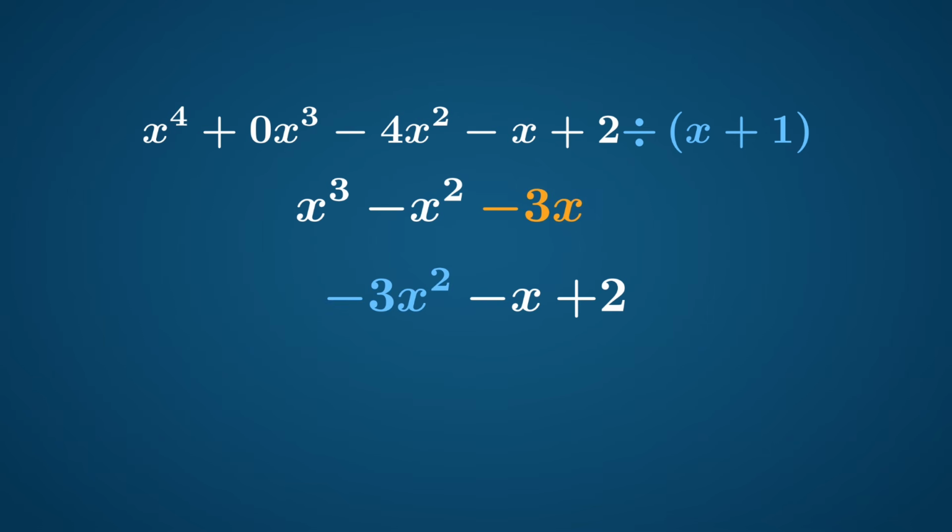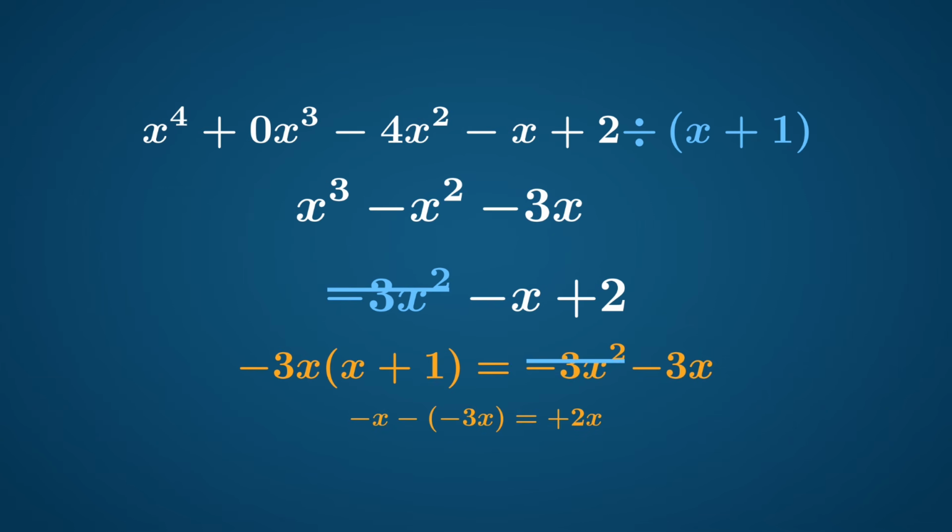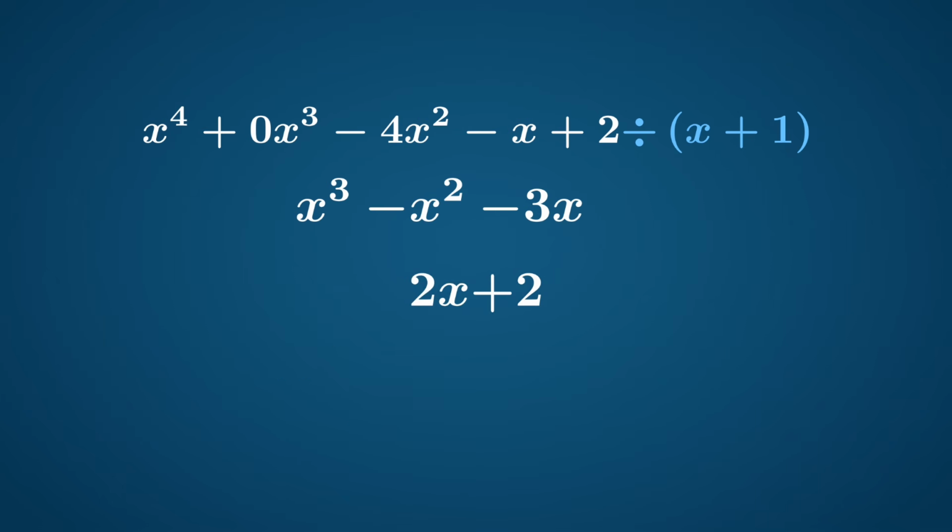Minus 3x squared divided by x gives minus 3x. Minus 3x times x plus 1 is minus 3x squared minus 3x. We subtract, and minus x plus 3x leaves positive 2x. So the line shrinks down to 2x plus 2, and the end is close.